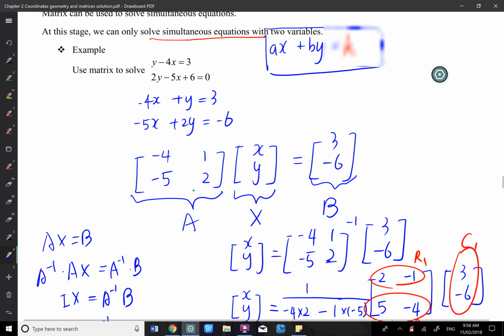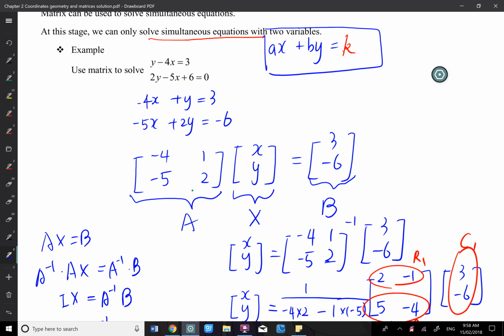For this equation, we will have minus 4x plus y equals 3, minus 5x plus 2y equals minus 6. Well, if you go another way around, 5x minus 2y equals 6, that's fine as well. There is more than one way you can write this linear equation in the ax plus by equals k form, but just choose a way you feel comfortable with. For example, I will just swap the x, y order and move the 6 to the other side. Okay, that's what we'll have first.